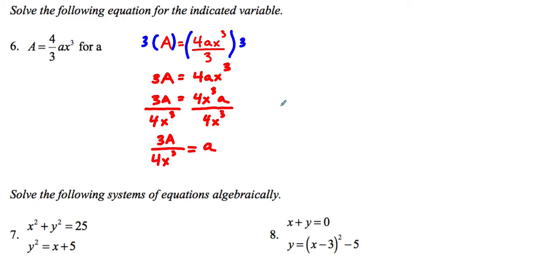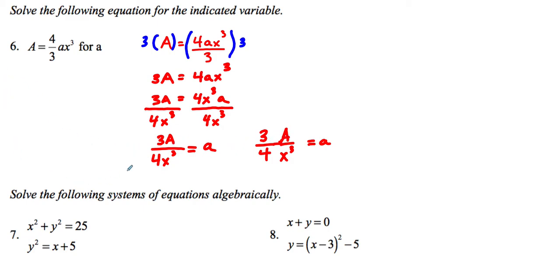Now other variations of this answer, you may see something like this. You may see 3/4 times capital A over x to the third power. So the numbers are broken off. That equals a. So you could have either way there. Pretty much though, you'll see that this and this are about the exact same thing.